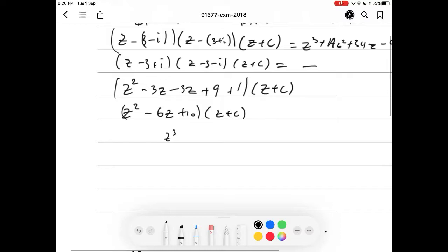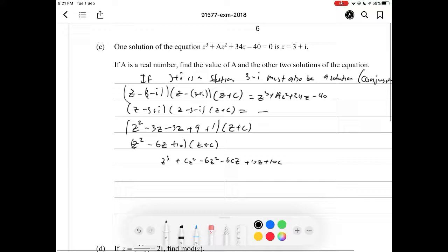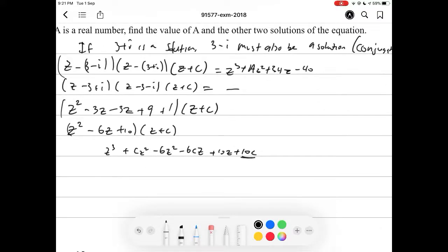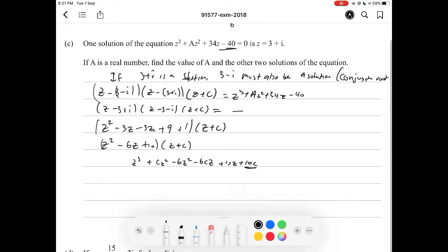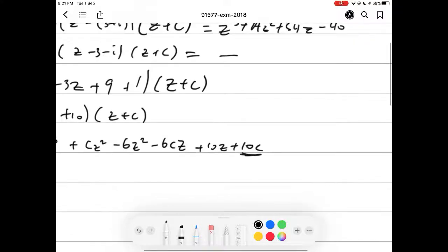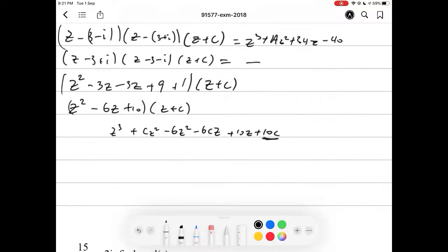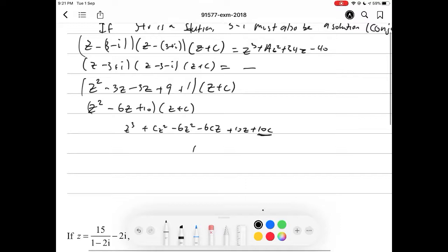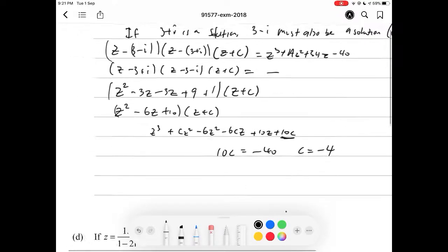We'll get z cubed plus cz squared minus 6z squared minus 6cz plus 10z plus 10c. As you can see here, in this term we have this 10c, and that's corresponding to this negative 40 here, because it's the only term that's independent of x. Therefore, 10c equals negative 40, c equals negative 4.